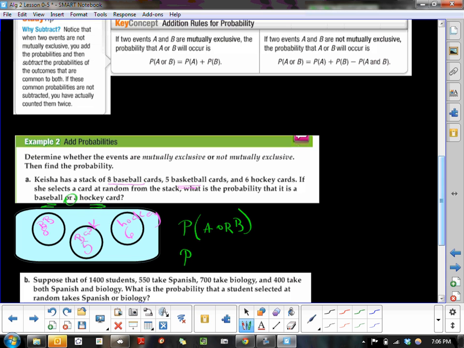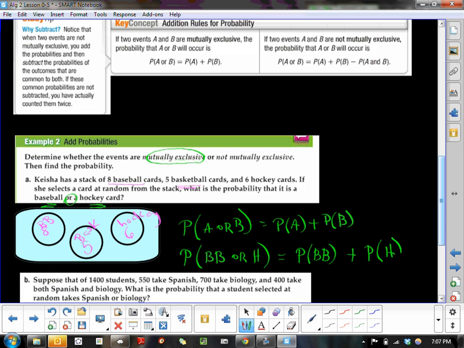What's the probability of getting a baseball card or a hockey card? So our definition says, in our key concepts, if we want to find the probability of A or B, then we do the probability of A plus the probability of B, and if they're mutually exclusive, which in this case they are, because they can't be both hockey and baseball or vice versa, that's all we need to calculate. So first thing we're going to do is, what's the probability of getting a baseball card, and then we're going to add together what's the probability of getting a hockey card.